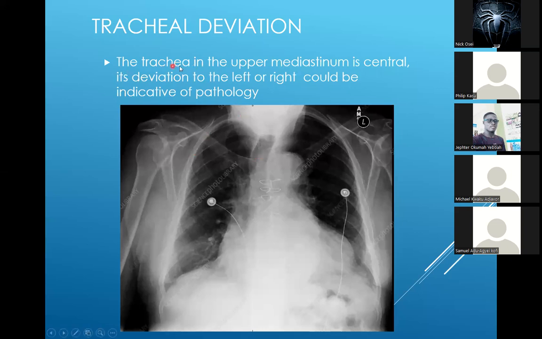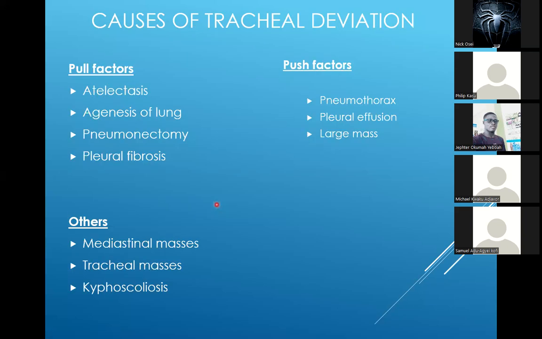It's the same thing here. The trachea and the upper mediastinum are central. This deviation to the left or right could be indicative of pathology. However, we said that when it gets to about this level, it bends slightly to the right to dodge the aortic knuckle. All right. Now, if you see a deviated trachea, there are a number of things that you think about.